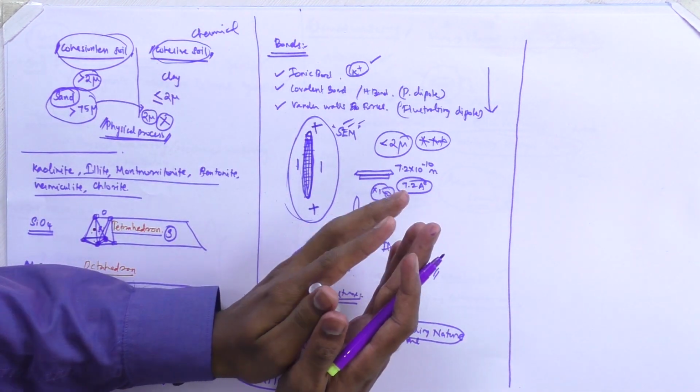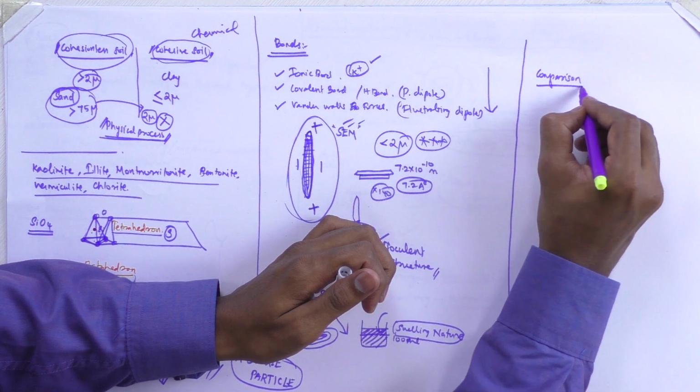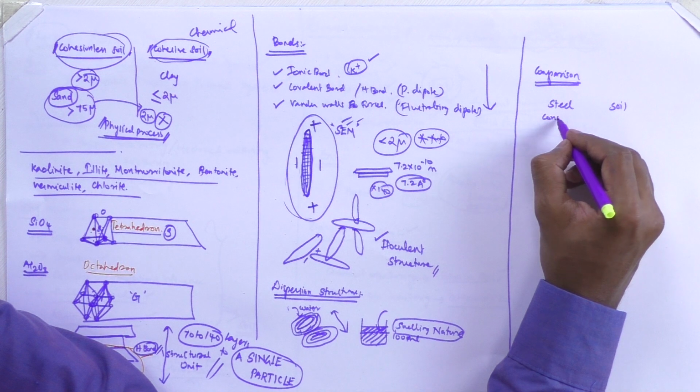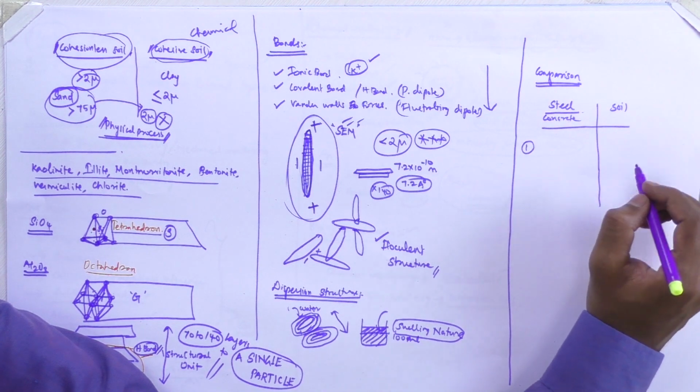Before that, I am concluding my session with a small comparison of steel or concrete with soil. In the case of steel and concrete, if you need a compressive strength of 20 FCK, 20 megapascal concrete, you can prepare it by selecting the ingredients: aggregate proportion, sand proportion and cement proportion, and produce the expected compressive strength. But in the case of soil, it is entirely different.